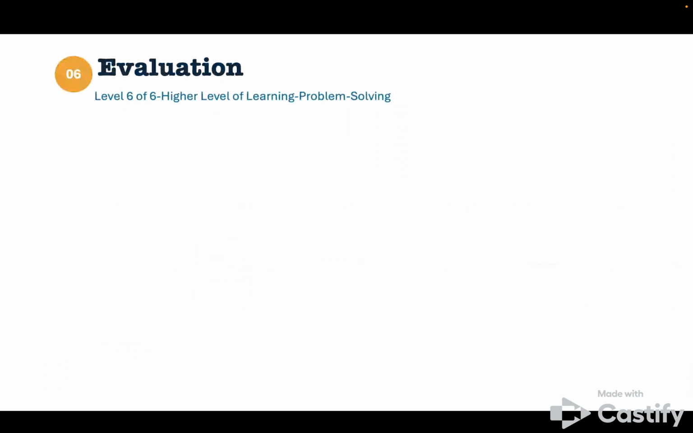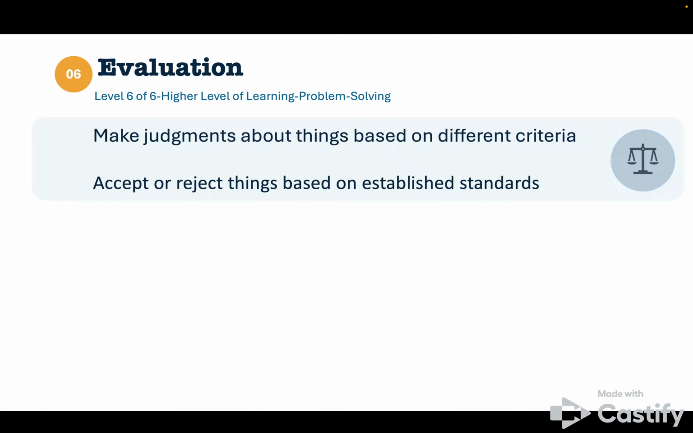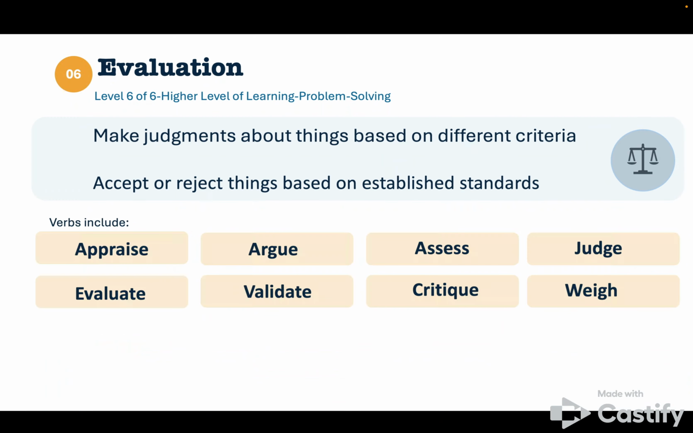And we are on to the final level. The evaluation level is the final level, which is also the highest level. At this level, the students objectively judge the value of material according to specific criteria, and they also accept or reject things based on established standards. The verbs include appraise, argue, assess, judge, evaluate, validate, critique, and weigh.